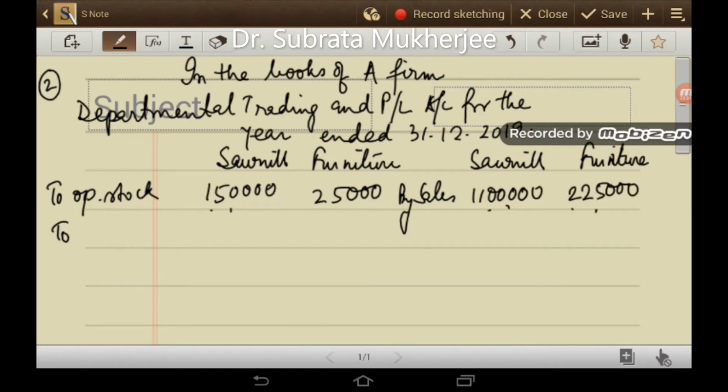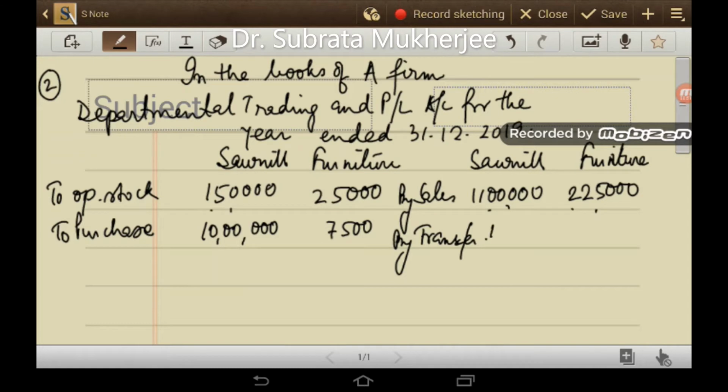Next item is purchase. So purchase is 10 lakh and 7,500. Next is the interdepartmental transfer. So by transfer, 1,50,000 on the credit side of sawmill, and to transfer, this will be debited in the furniture account, 1,50,000.